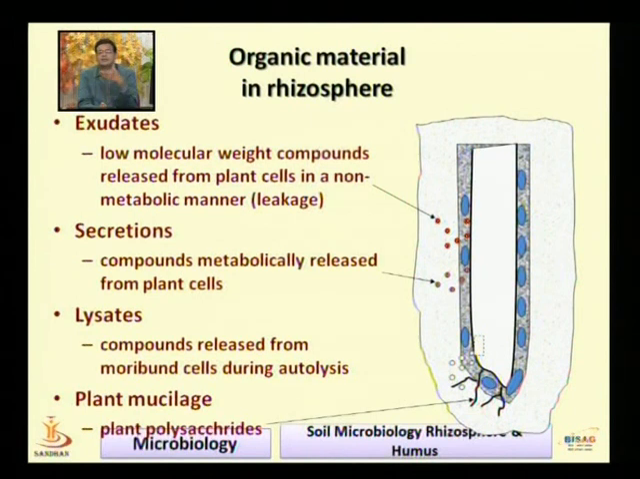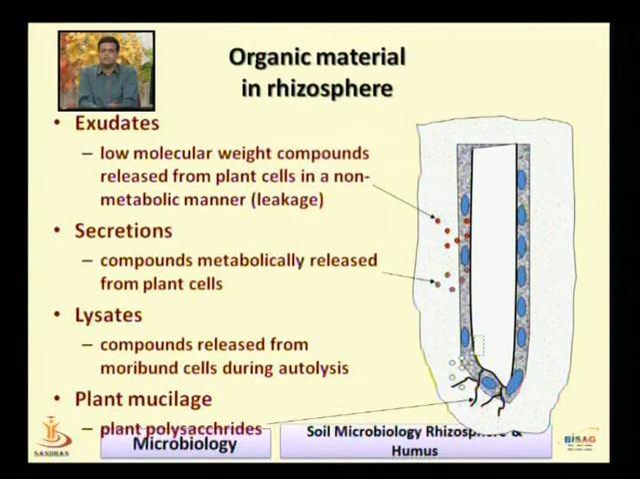...is the compound which is released from moribund cells during autolysis. We know that plants are continuously losing root cells, and this dead tissue generally comes out as a lysate. It contains dead organic matter, which is generally not used by rhizospheric organisms. It is generally used by saprophytic organisms, popularly known as saprobes.